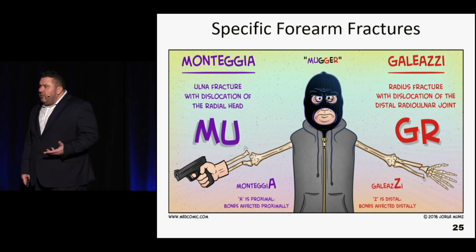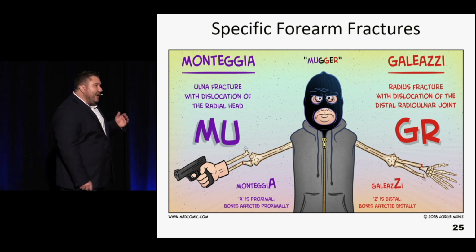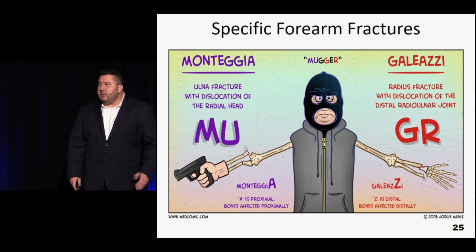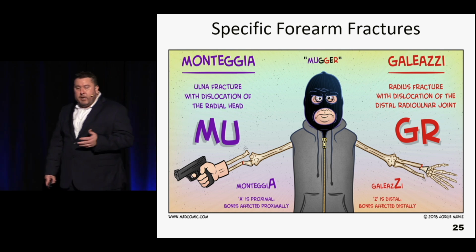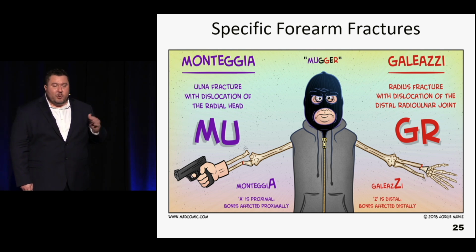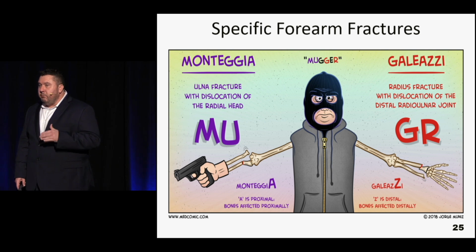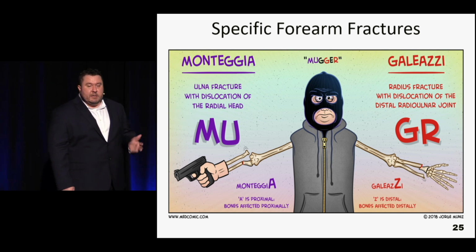So some other specific fractures we run into, and these are pretty rare, are the Monteggia fracture and the Galeazzi fracture. These involve a fracture and a dislocation. MUGGER is our acronym here. These almost always require surgical intervention since they have a fracture and a dislocation. They're usually blunt force trauma. Probably less than 5% of our forearm injuries involve one of these two.